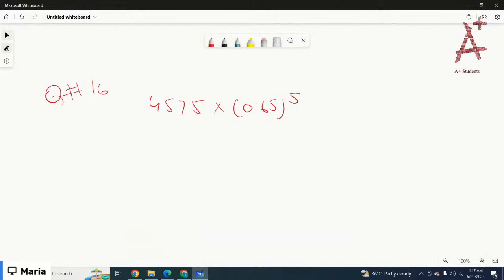So when you evaluate, it would be around 530.83. Got it? That means the price of the office computer after 5 years is about 530.83. Got it? Because the value is decreasing each year.